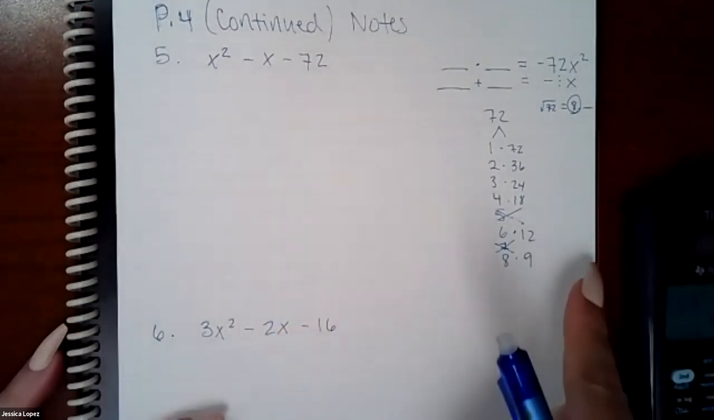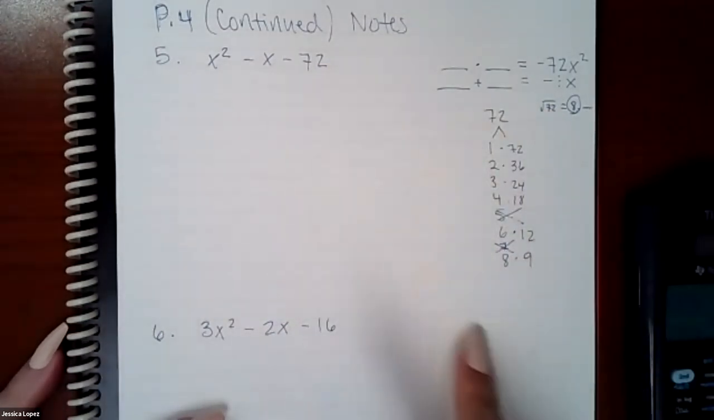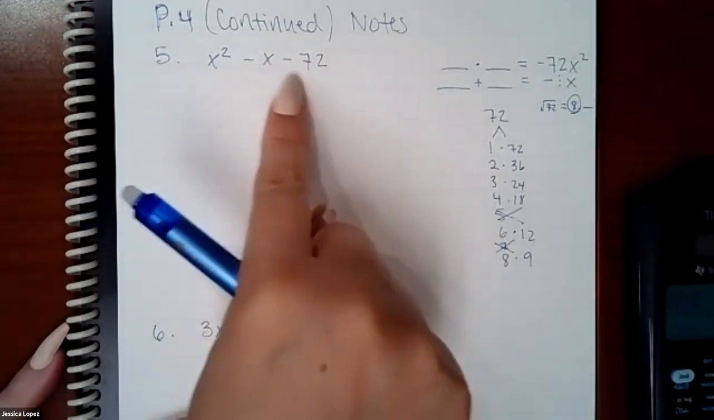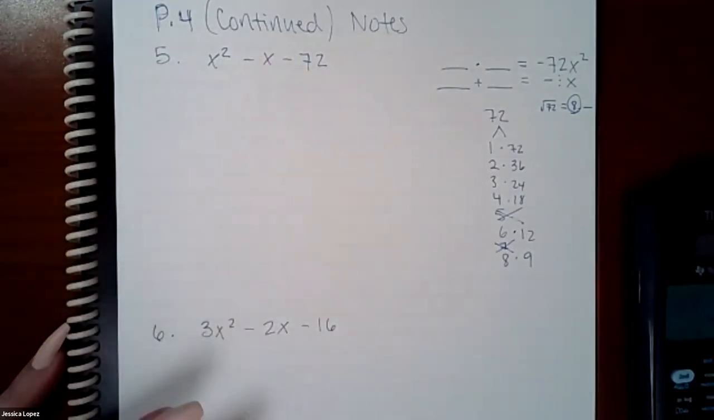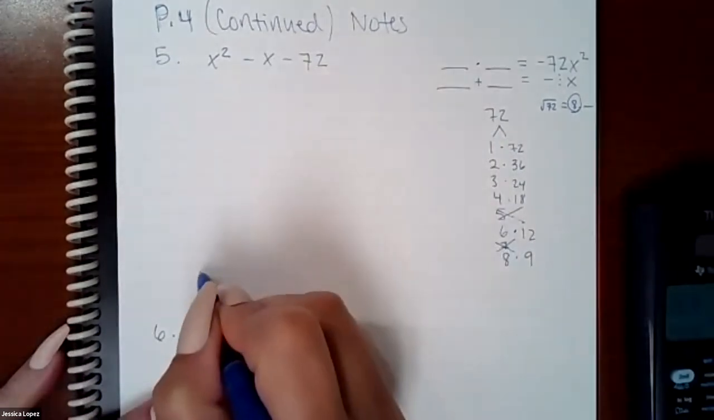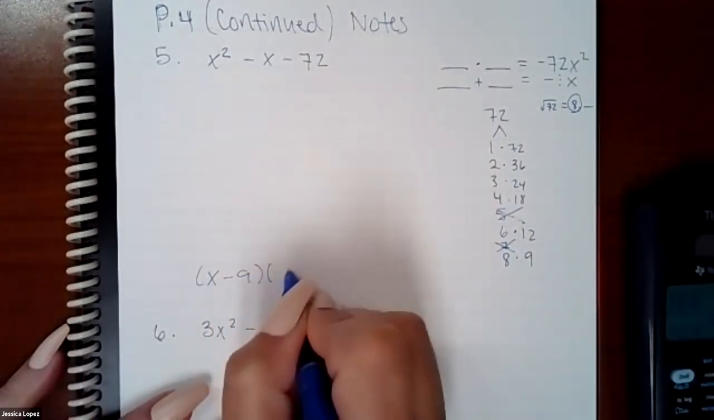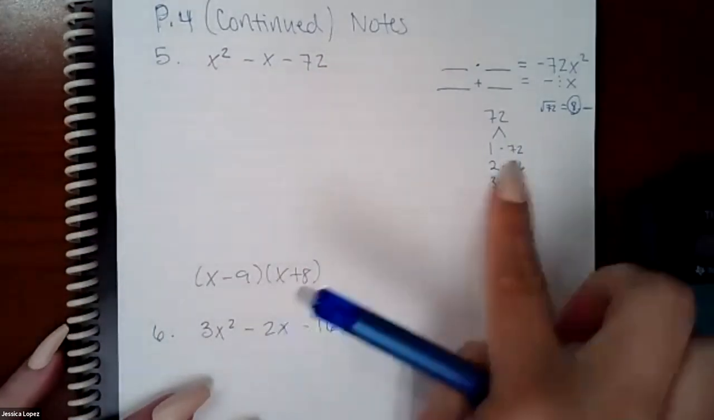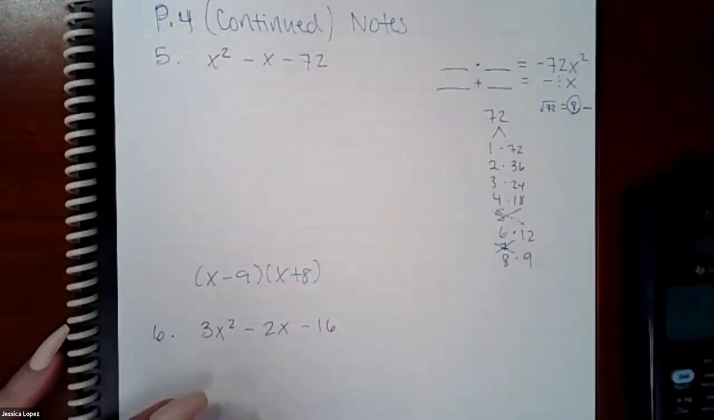Essentially, what's happening is I'm going through this list in my mind, and I'm already figuring out what the signs are going to be so that I get these signs here. And that's how I could know that the answer was going to be X minus 9 and X plus 8, just by looking at that, okay? Because I'm doing all of this in my brain and the signs.